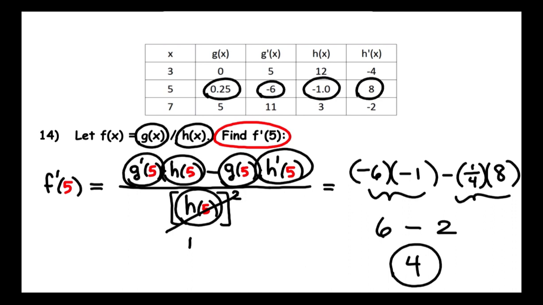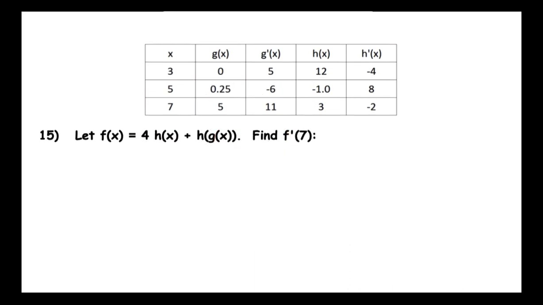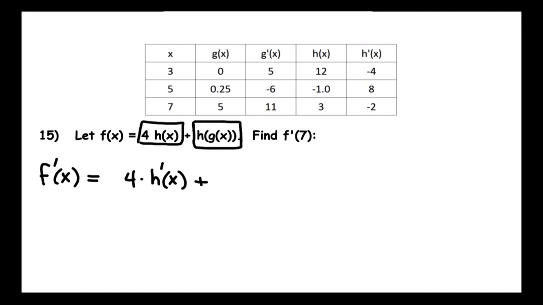All right, one more, last one for section 2-3, number 15. We want f prime of 7. Let's get f prime of x first. Let's see what this involves. The derivative of 4h of x is just 4h prime of x. Okay. Plus, the derivative of h of something is h prime of that something, that argument.